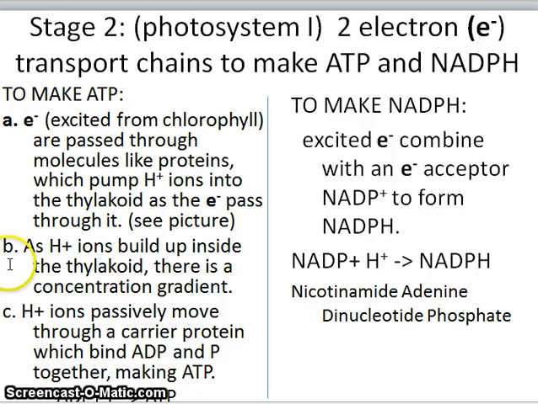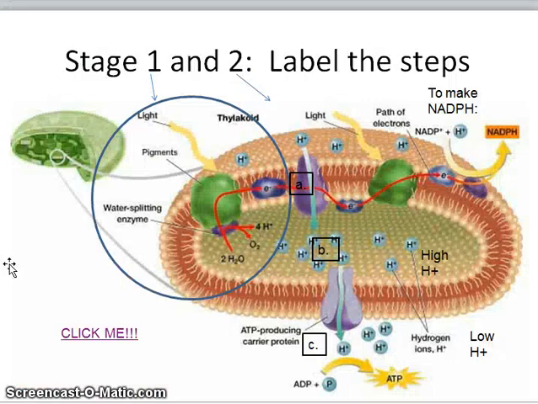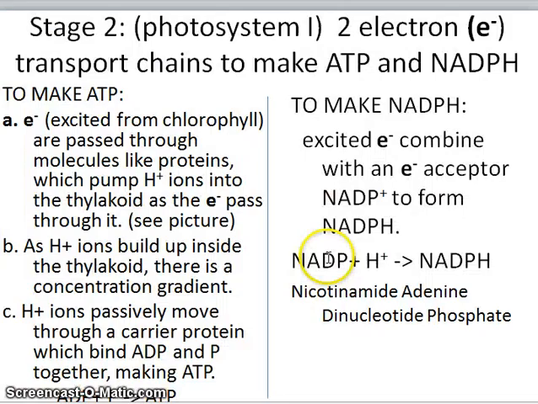As hydrogen ions build up inside a thylakoid, there's a concentration gradient. So what we're looking at is just labeling all these hydrogen ions congregating, letter B. And you can also write that there's a high concentration of hydrogen inside the thylakoid and a low concentration outside the thylakoid. So label this high and this low for hydrogen ions. So now we have A and B.